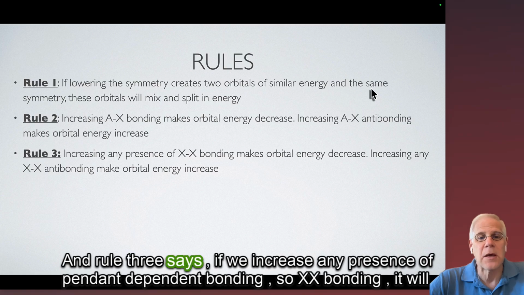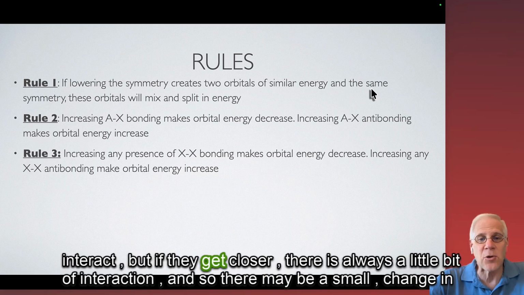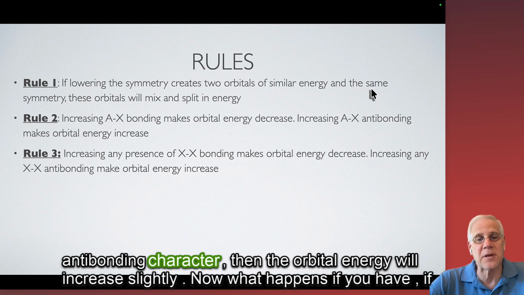And rule 3 says if we increase any presence of pendant-to-pendant bonding, so XX bonding, it will make the orbital energy decrease. Again, we always had in the past said these two things don't interact, but if they get closer, there is always a little bit of interaction, and so there may be a small change in the energy. So if you increase the bonding character, the energy will decrease slightly. If you increase the anti-bonding character, then the orbital energy will increase slightly.